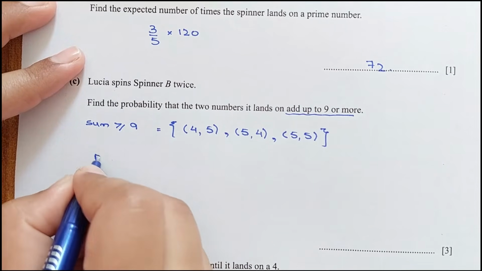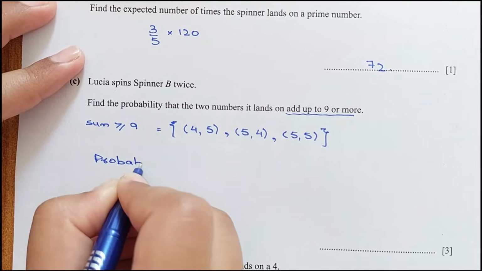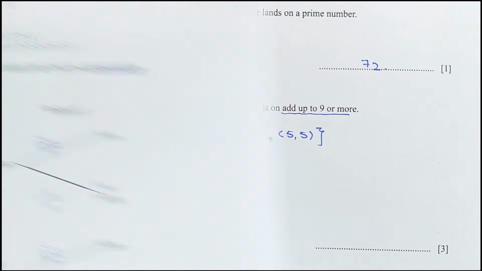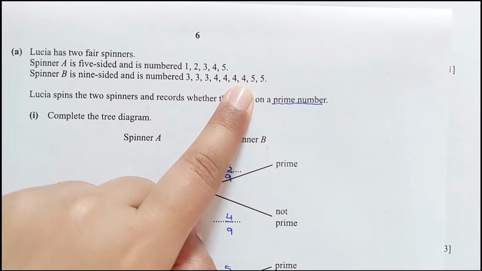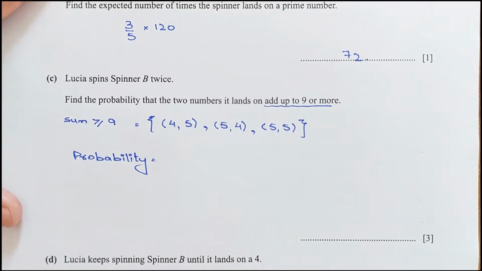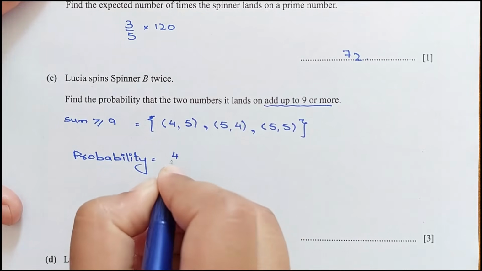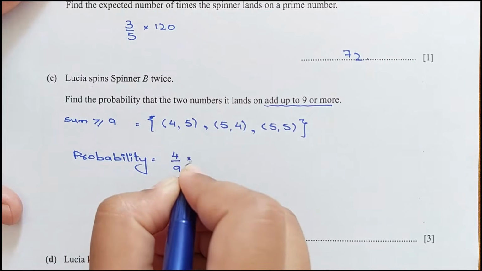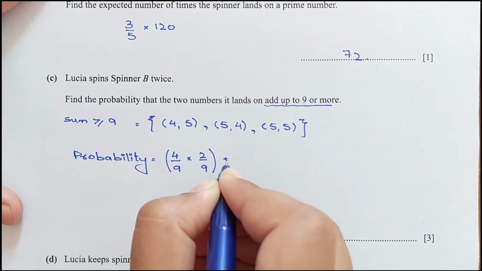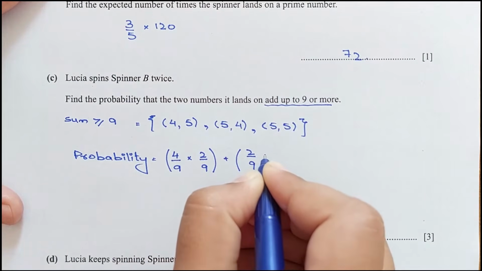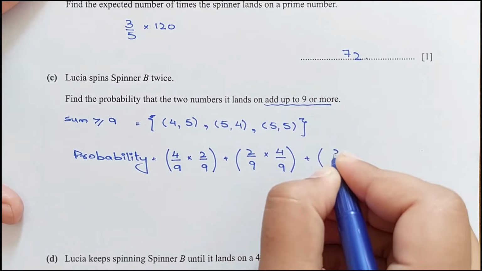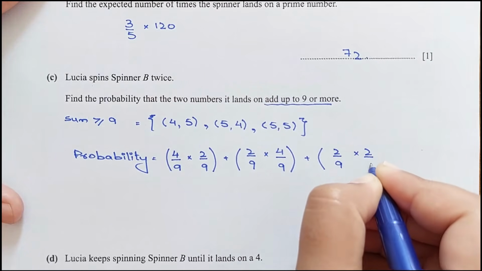Now let me find out the probabilities. For the probability of 4, you can check how many are 4s: 1, 2, 3, 4 out of a total of 9, and there are 2 fives out of 9. So let me write down the probabilities. 4 out of 9 times 2 out of 9, plus 2 out of 9 times 4 out of 9. And the probability of 5, 5 is 2 out of 9 times 2 out of 9.